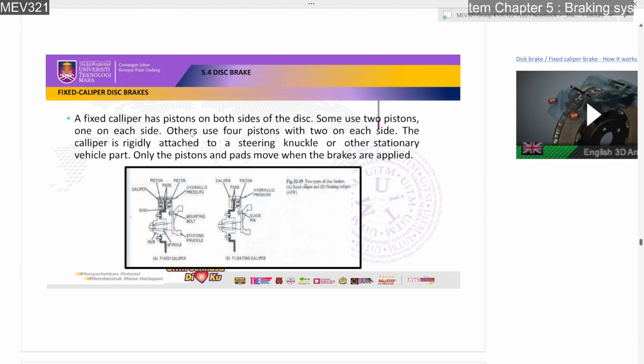Okay, fixed caliper has piston on both sides of the disc. Some use 2 pistons on each side. Others use 4 pistons with 2 on each side. The caliper is rigidly attached to a steering knuckle or other stationary vehicle parts. Only the piston and pad move when the brakes are applied.